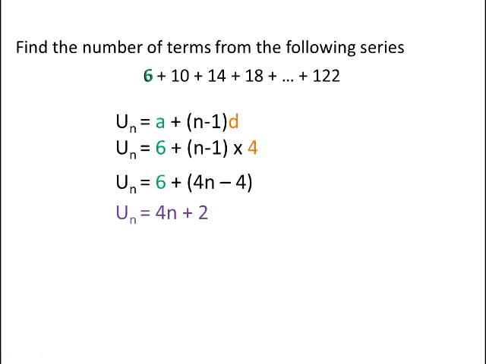Now, find the number of terms. Here we have the nth term, and we know 122 is in there. So if we put 122 equal to this nth term, we can find what value of n gives us 122. And that's just a matter of solving the equation, dividing by 4, and so it's the 30th one along.